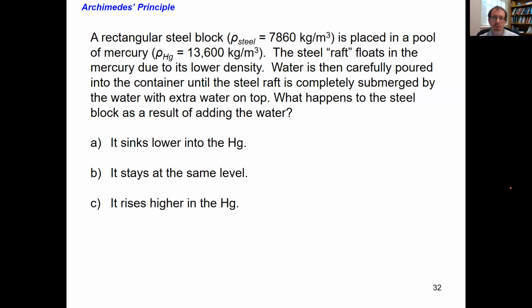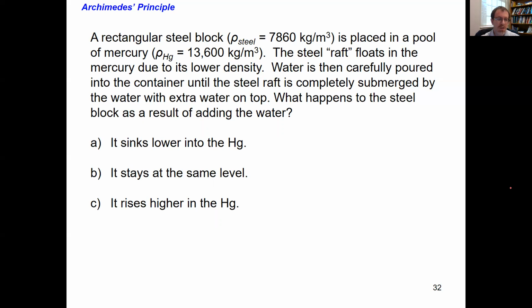After we do this, we then carefully pour water into the container until the steel raft is completely submerged and there's extra water on top of it. So my question for you to think about for just a moment is what happens to the steel block as a result of adding the water? Does it sink lower into the mercury? Does it stay at the same level? Or does it rise higher in the mercury? Pause the video and think about it for a minute.